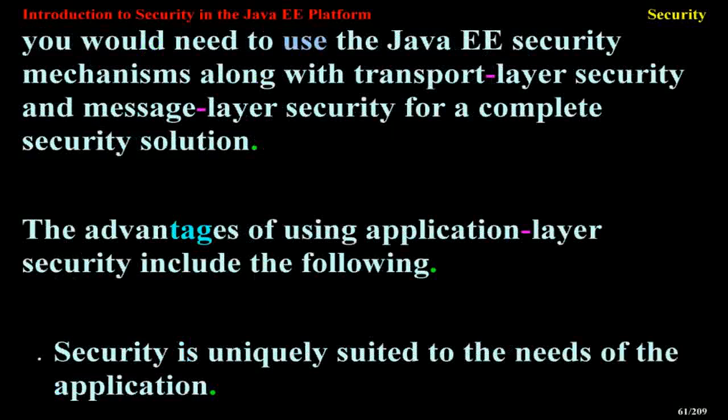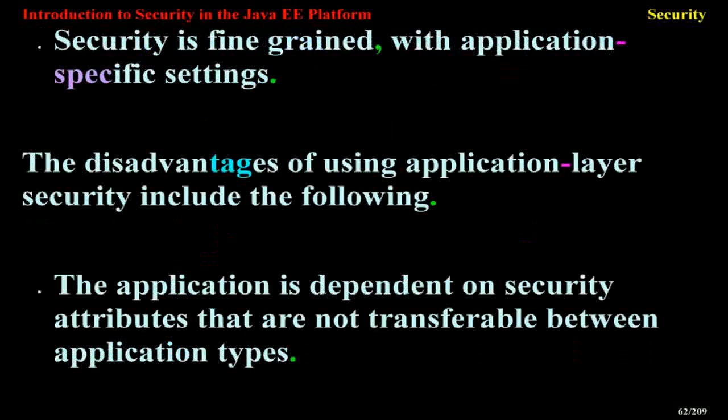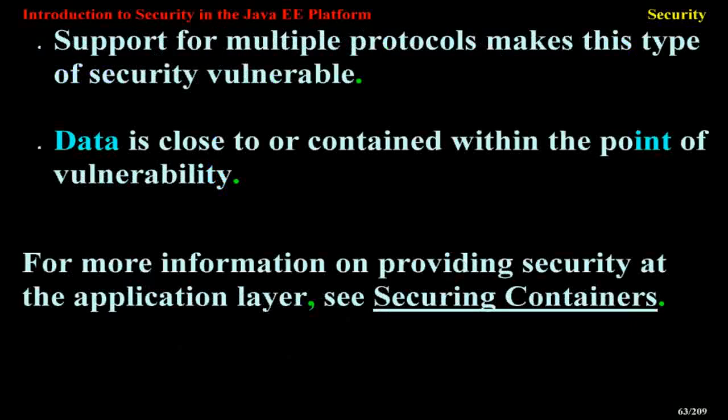The advantages of using application layer security include the following. Security is uniquely suited to the needs of the application. Security is fine-grained, with application-specific settings. The disadvantages of using application layer security include the following. The application is dependent on security attributes that are not transferable between application types. Support for multiple protocols makes this type of security vulnerable. Data is close to or contained within the point of vulnerability. For more information on providing security at the application layer, see securing containers.